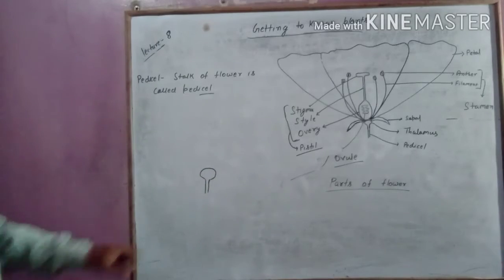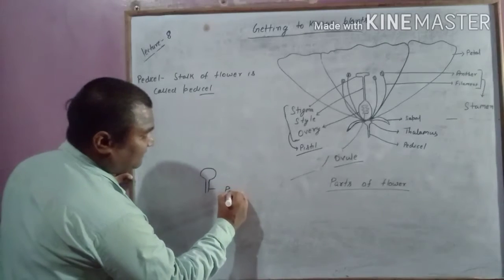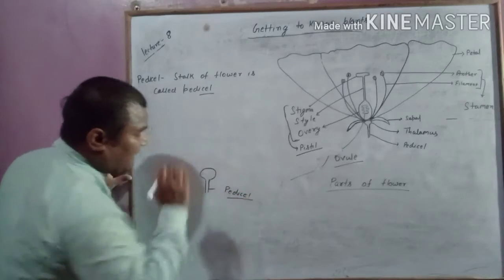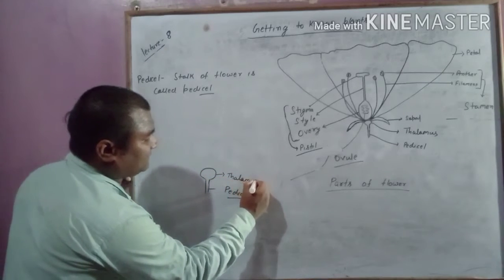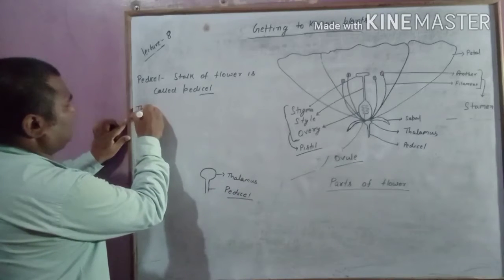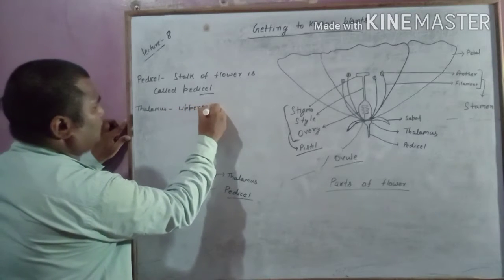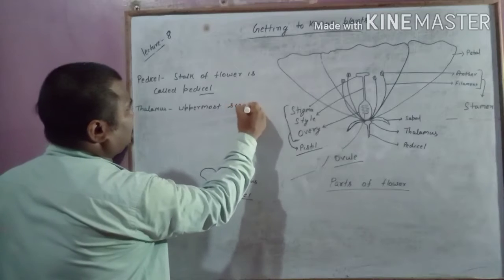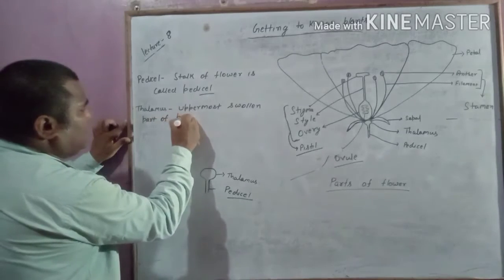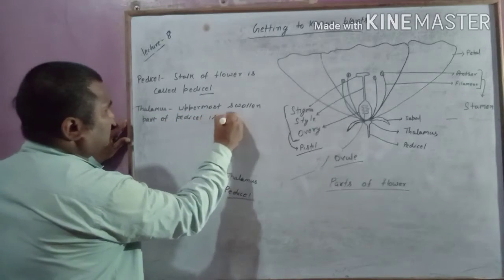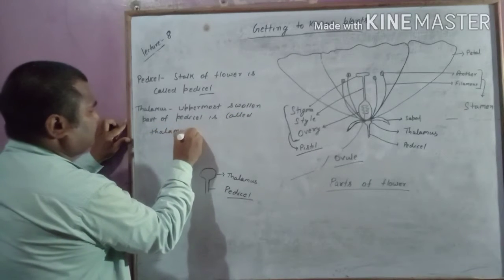So this swollen top part of the pedicel, this is the pedicel, and this swollen part is called thalamus. The uppermost swollen part of the pedicel is called thalamus. Okay.